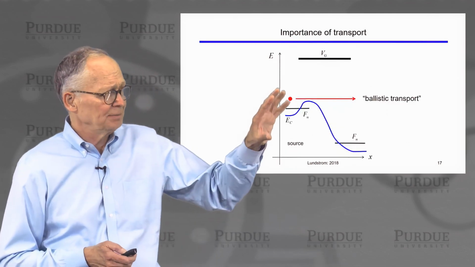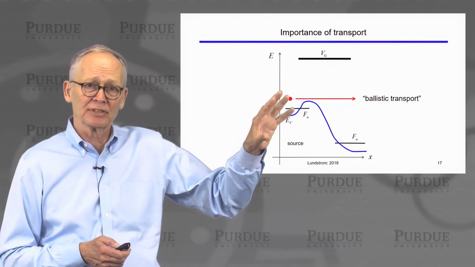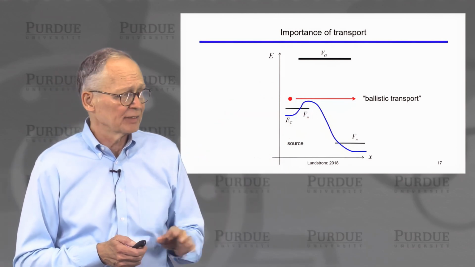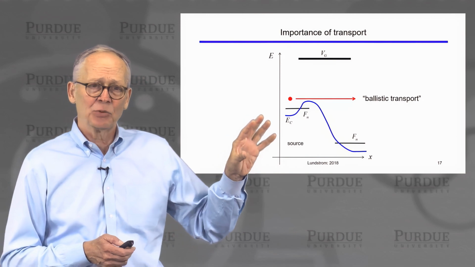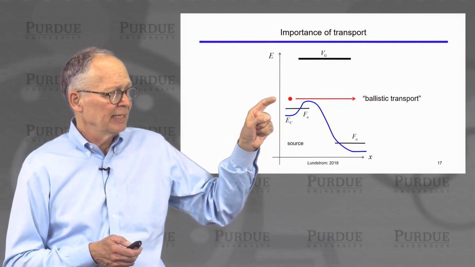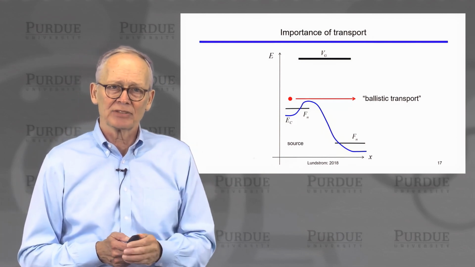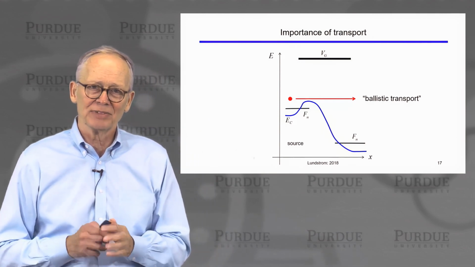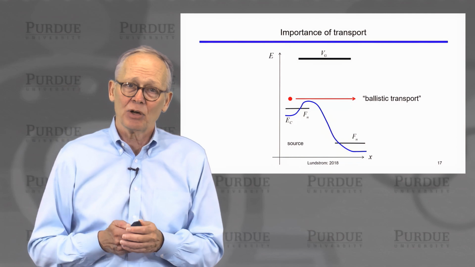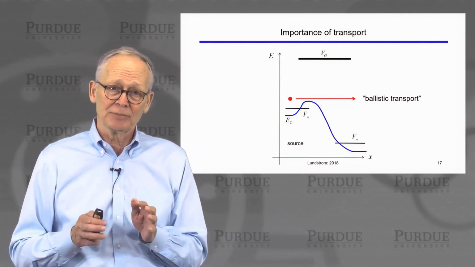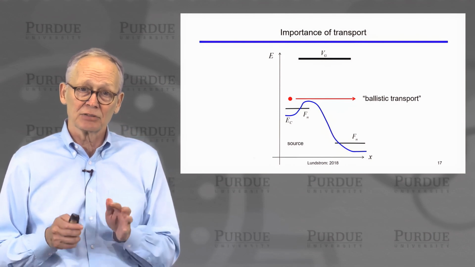So that brings us to the importance of transport in MOS transistors. We can think of transport in one regime where electrons just enter the device from the source and zip across without scattering like they might do in a vacuum tube. Nothing impedes their motion. We would call that ballistic transport. And we are getting to the point where that can be observed in some modern transistors right now.